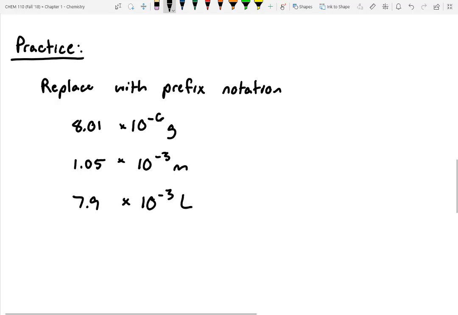All right, so the first one, what is 10 to the negative 6? What prefix can we use? Micro. So this is the one that has that funky U shape. So we can go ahead and say this is the same thing as 8.01 micrograms. Not too bad.